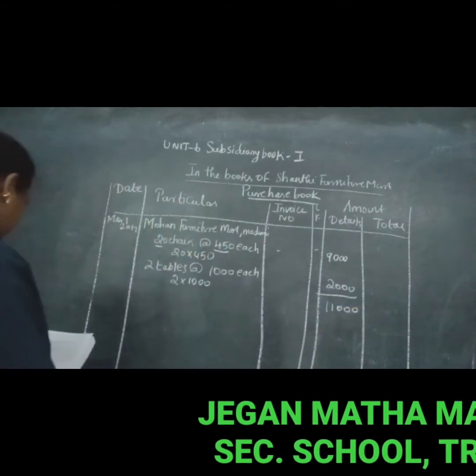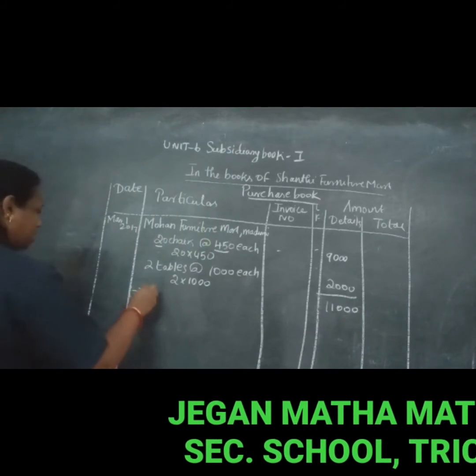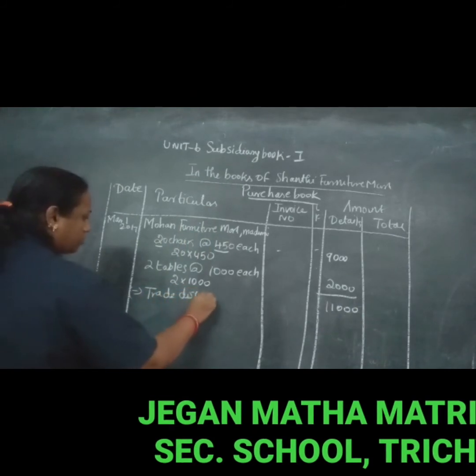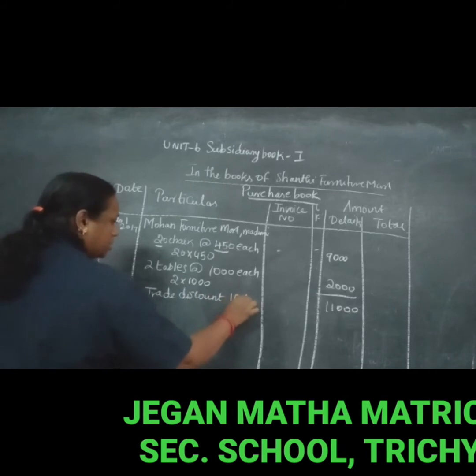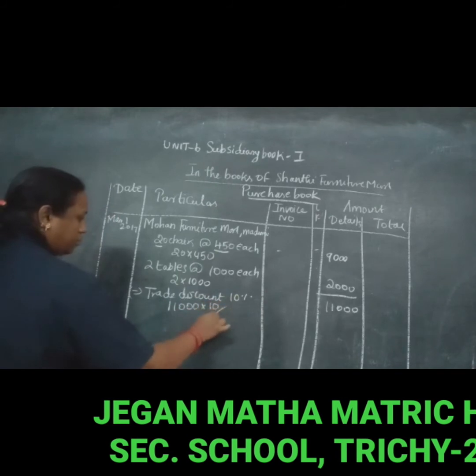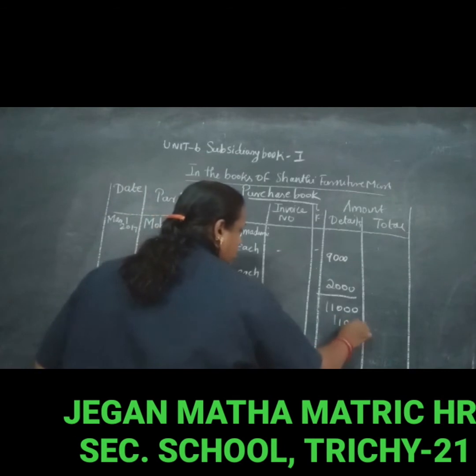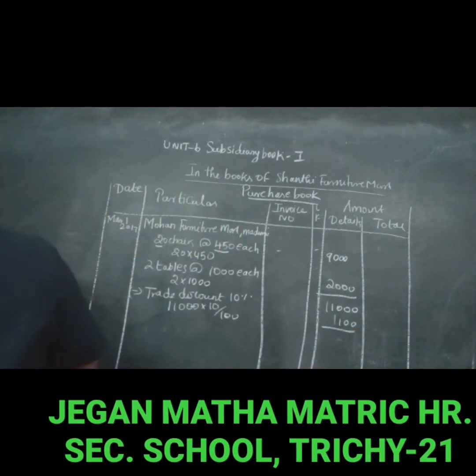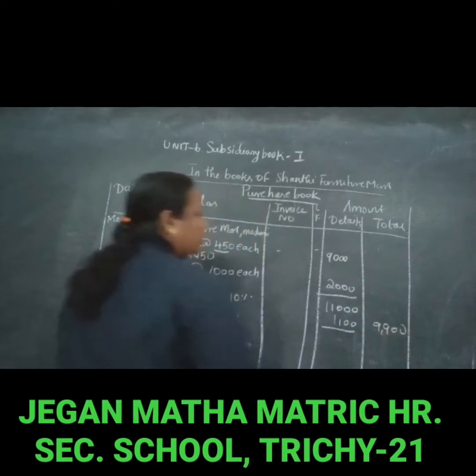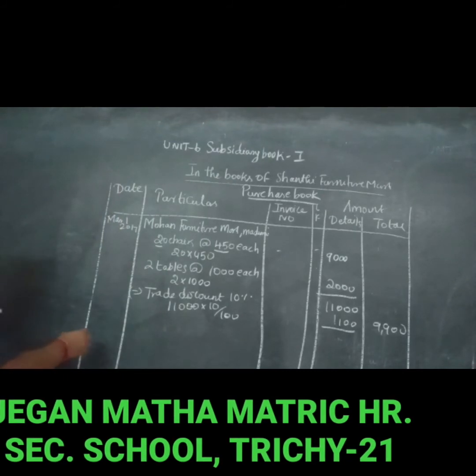Then less trade discount is given. So we have to subtract the trade discount. 10% is given. So trade discount 10%, 11,000 into 10 by 100, answer 1,100. So 11,000 minus 1,100, the amount 9,900. Write it in the total column. Okay. So next, second item.